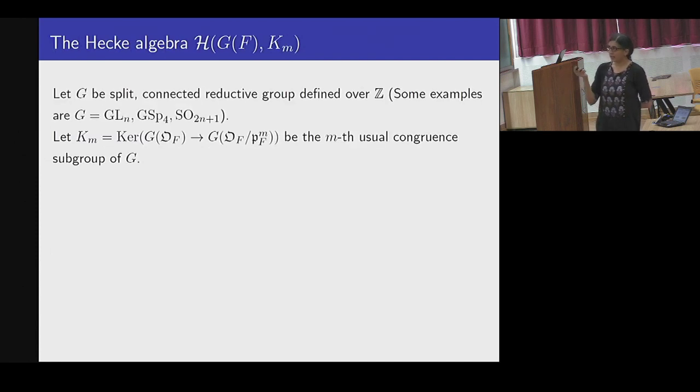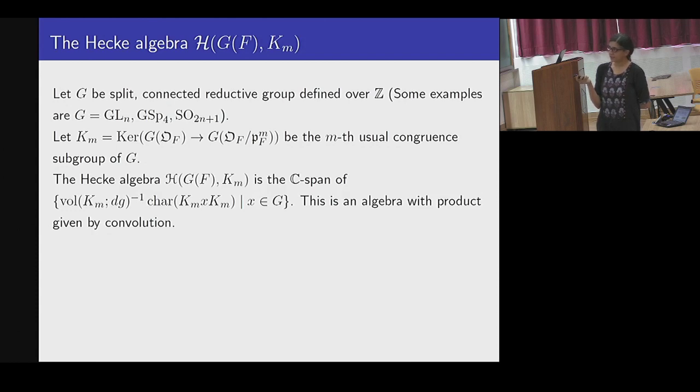Okay, so I'll go ahead and state the Kazhdan isomorphism. So this is basically a theory for split connected reductive groups. Some examples to keep in mind are GL_n, GSp_4 or SO_{2n+1}. And let K_m be the kernel. Recall that G is defined over Z, so you can look at G(R) for any ring R. I'm defining K_m to be the kernel from G(O_F) to G(O_F/P_F^m). This is the usual m-th congruence subgroup of G(O_F).